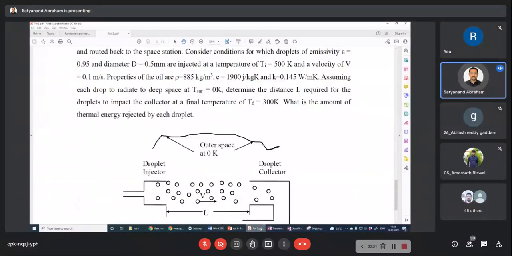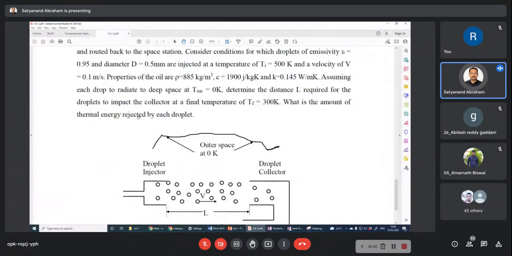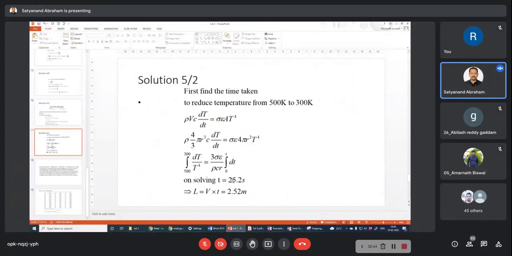And the second part is the amount of thermal energy rejected by each droplet. It is very simple, m Cp delta T. Density we know, volume we know, and the heat capacity we know, and into 500 minus 300. m Cp delta T is the total energy emitted by each droplet. So is that clear?